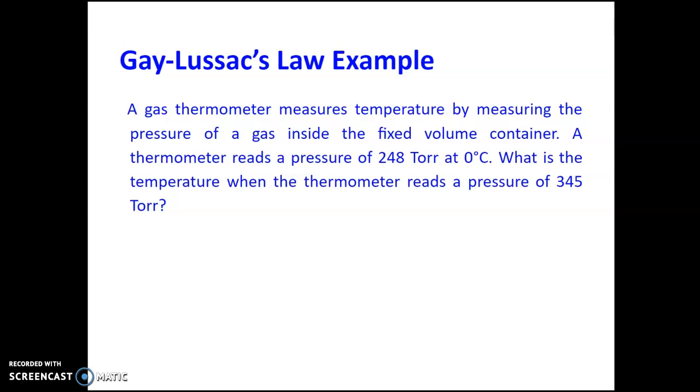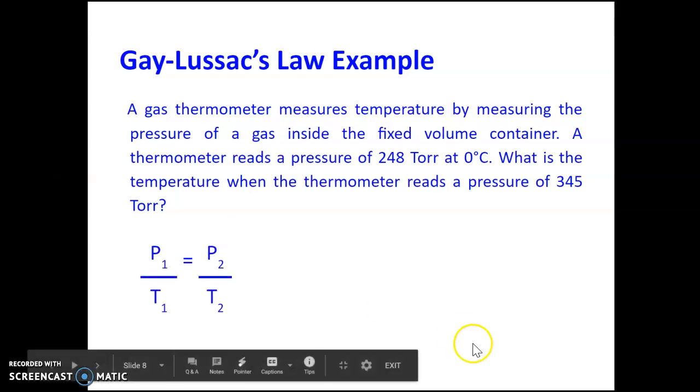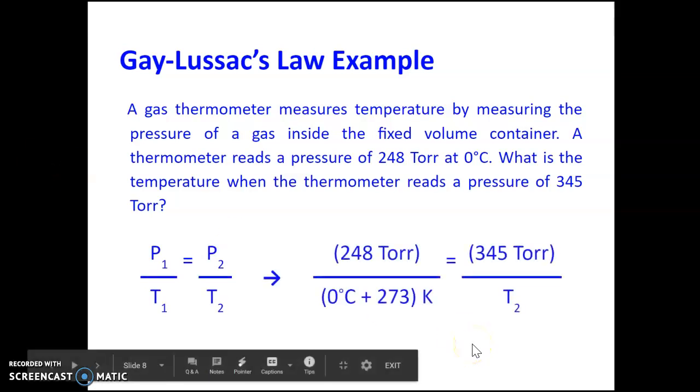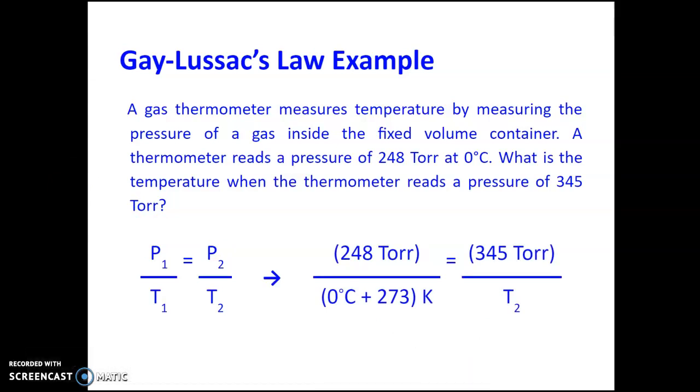The thermometer reads a pressure of 248 torr at 0 degrees Celsius. What is the temperature when the thermometer reads a pressure of 345 torr? So I can use my P1 over T1 equals P2 over T2. And the first thing I'm going to do is plug in my variables. So I have 248 torr divided by 0 Celsius plus 273 so that I have Kelvin. And then that's equal to 345 torr divided by T2.